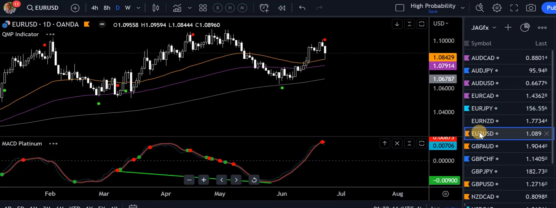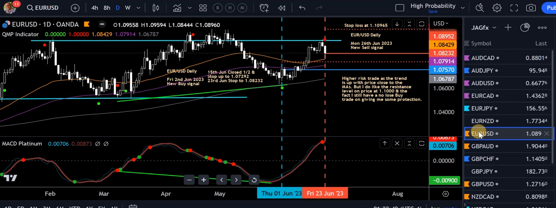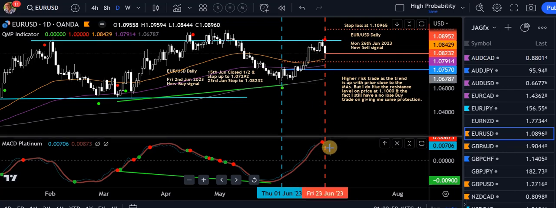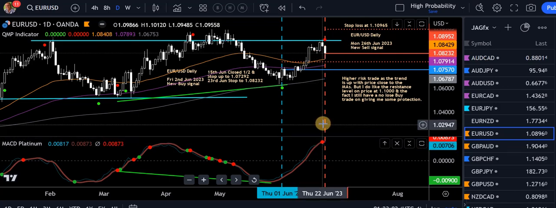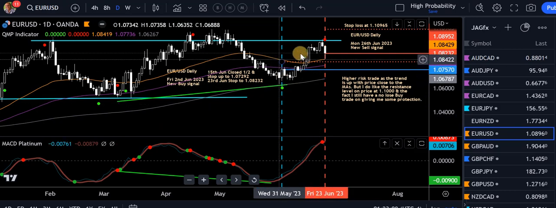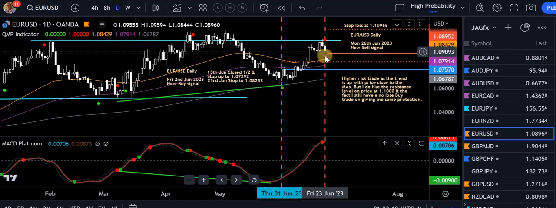Highlighted in orange. All right, new sell signal, Monday. Now, one thing about TradingView compared to MT4, MT5: TradingView will show me exactly what's coming up on Monday. It'll present the new QMP filter dots or new MACD Platinum dots, whereas MT4 and MT5 won't do it until the market actually opens on Monday morning. So it's just a good thing about TradingView. So we've got this new sell here.